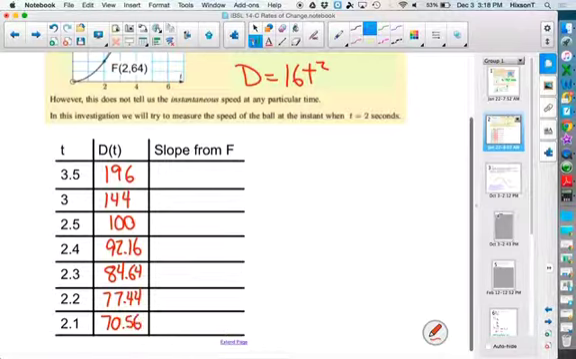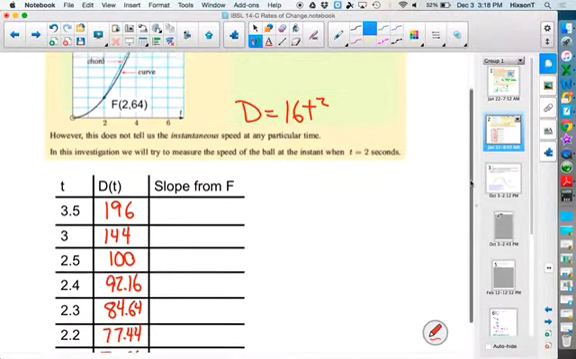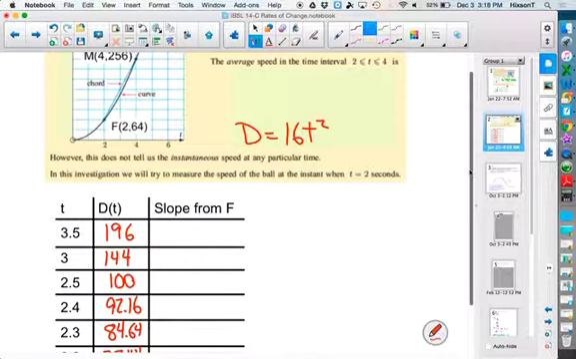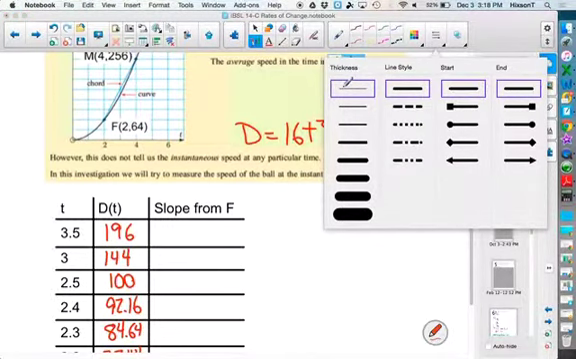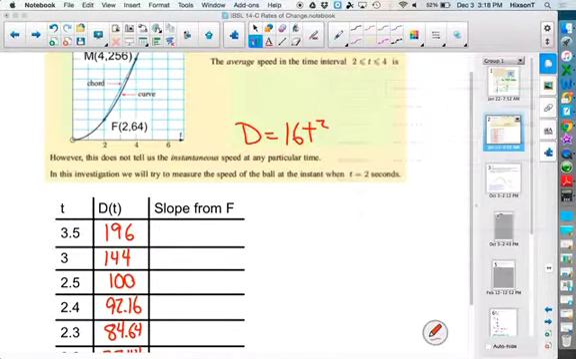Now I want you to use this point here, but notice what we're doing with the chord that we're working with. When we go to 3.5 seconds, we're actually shortening the chord that we're dealing with, so it's just that long. And then when we go to 3 seconds, we're using the chord from here to here. And then when we go to 2.5 seconds, we're using this chord from here to here. And then 2.4 and 2.3, notice we're getting these really tiny chords.